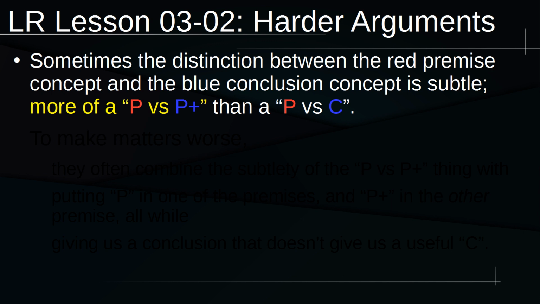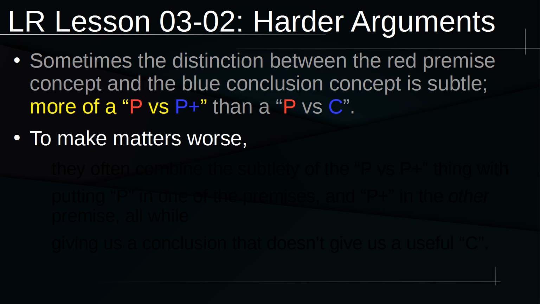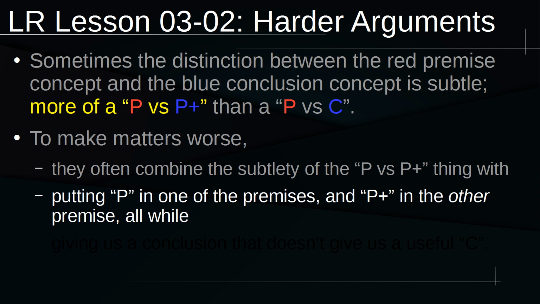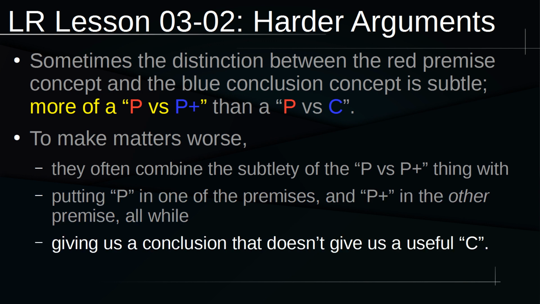So the ideas aren't quite as distinct. They're actually going to be worded very similarly, if not almost identically. And to make matters worse, as the LSAT is very fond of doing, they often combine the subtlety of the P versus P plus thing with putting P in one of the premises and P plus in the other premise, all while giving us a conclusion that doesn't give us a useful C concept distinctly. So let's see how that looks on the other page here.